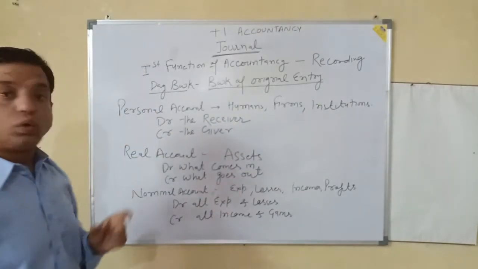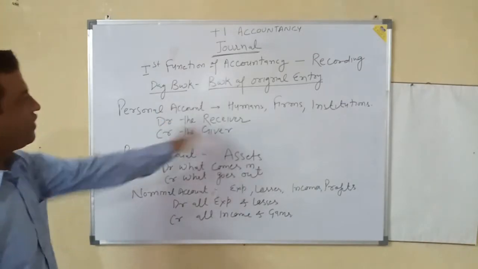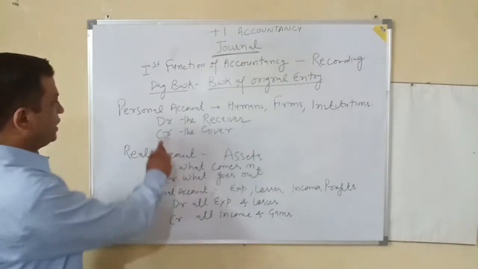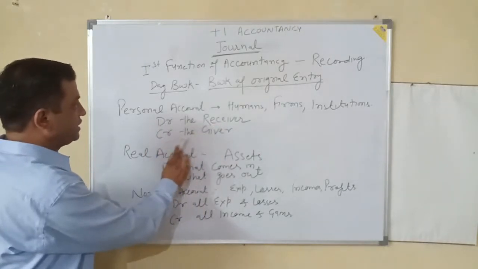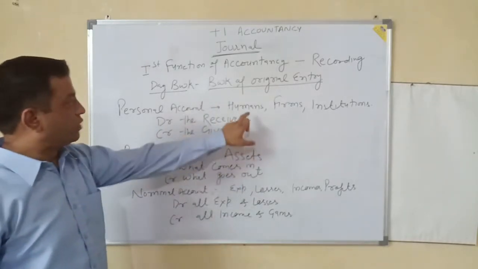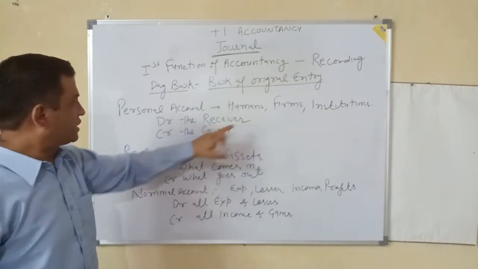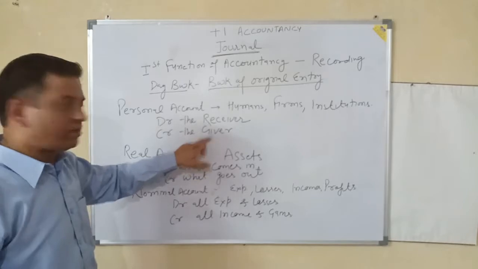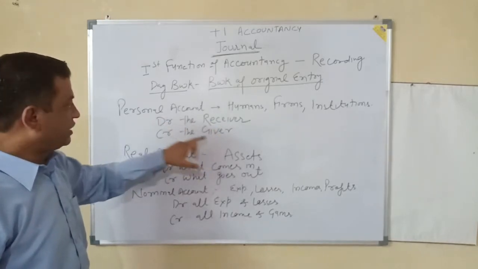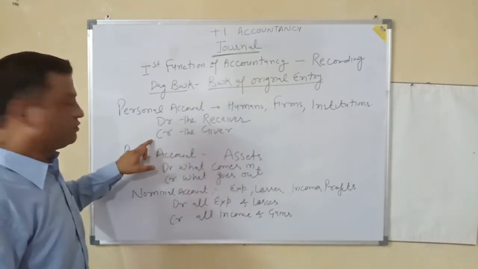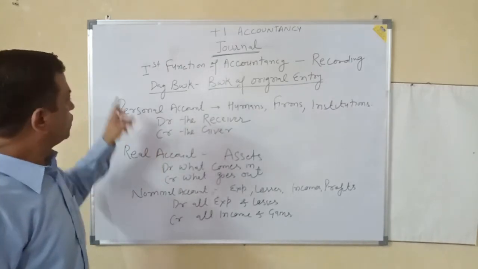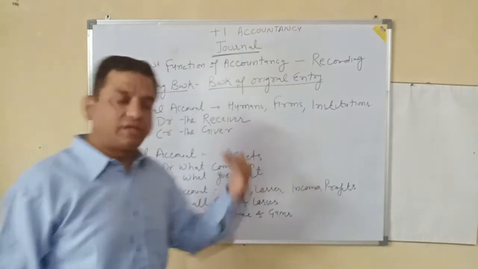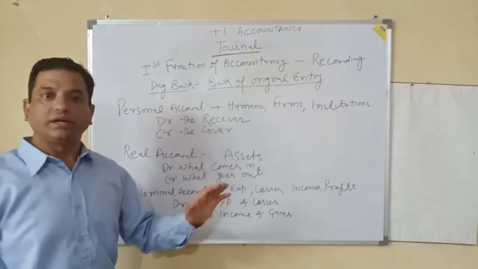If anything is lying under personal account, then the rule will apply: debit the receiver, credit the giver. Like I am talking about humans, like Ram. Either Ram may be the receiver or the giver. If he is the receiver, then you have to debit him. If he is the giver, then you have to credit him. Anyone who is receiving, debit. Anyone who is giving, credit.